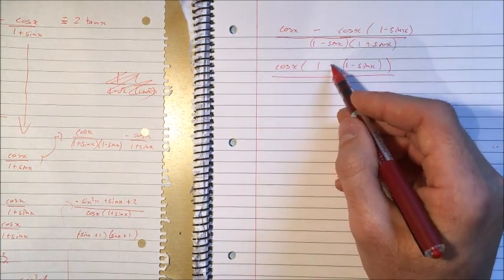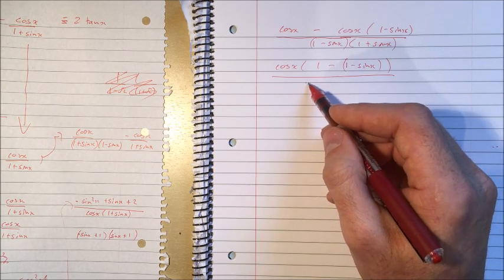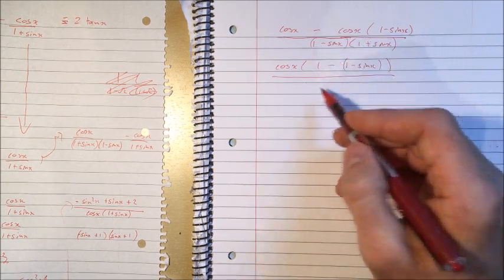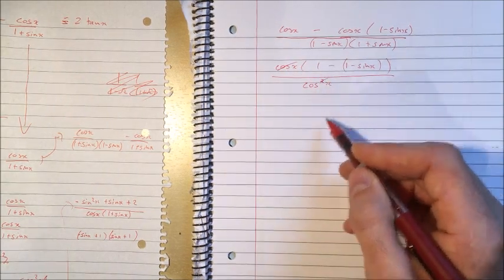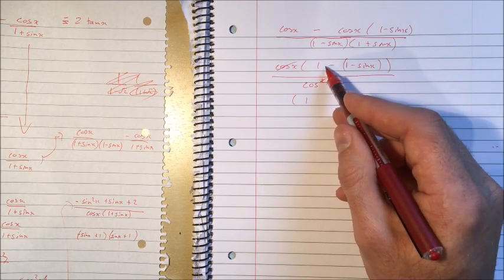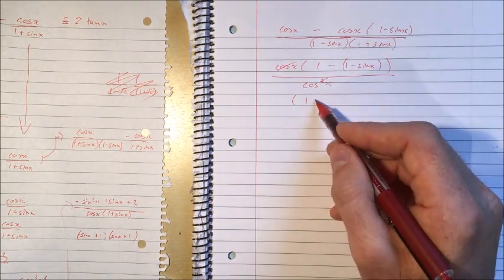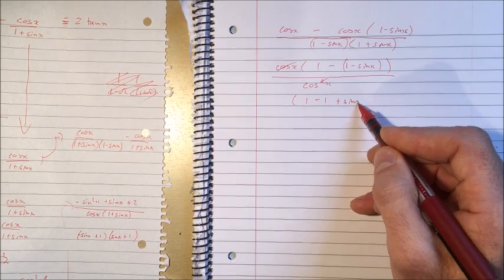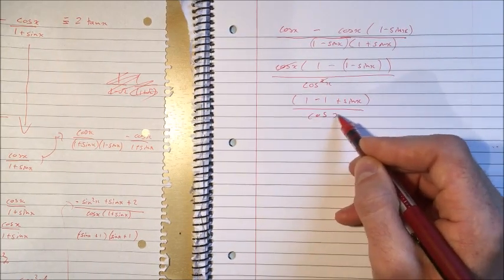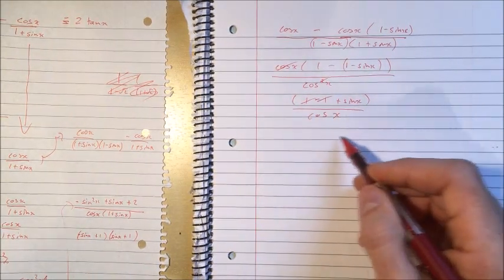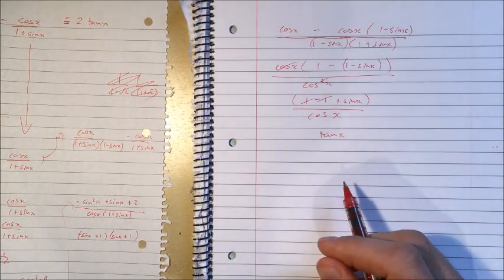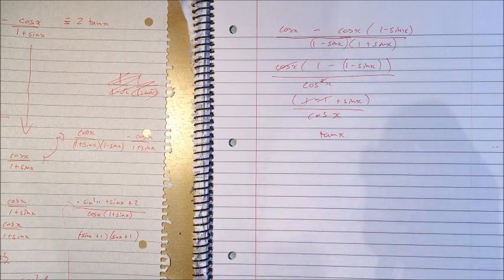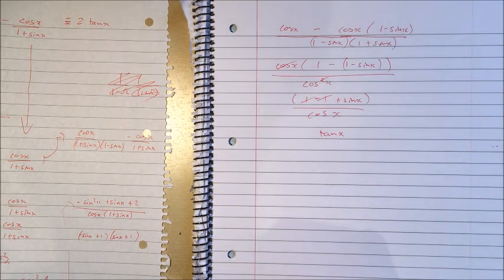And I get this. I'm going to turn the bottom back into 1 minus sine squared, and I'm going to turn it into a cos squared. The cos cancels with the cos squared, and I end up with 1 minus 1 plus sine x. So I end up with sine x over cos x, which is tan x. Oh, and I was aiming for 2 tan x. So there's a mistake in there somewhere. Ah, what a pain. Right.